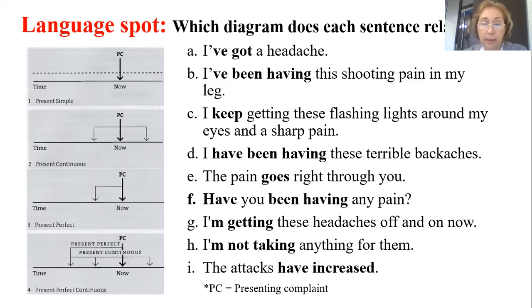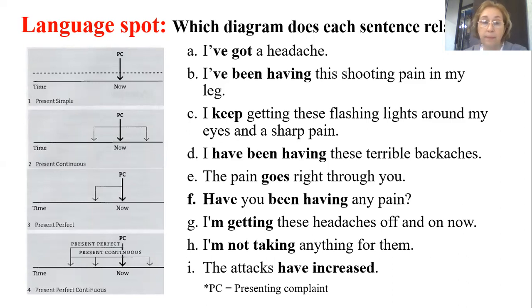Okay, Tariq, please, C sentence. Yes, I keep getting these flashing lights around my eyes and a sharp pain. Present simple. Present simple, keep the basic form. Continuous. No, simple. The word which is highlighted is used in the present simple. Okay, Emma, please. I have been having those terrible backache. I think it's present perfect continuous. Exactly, it consists of 3 words.